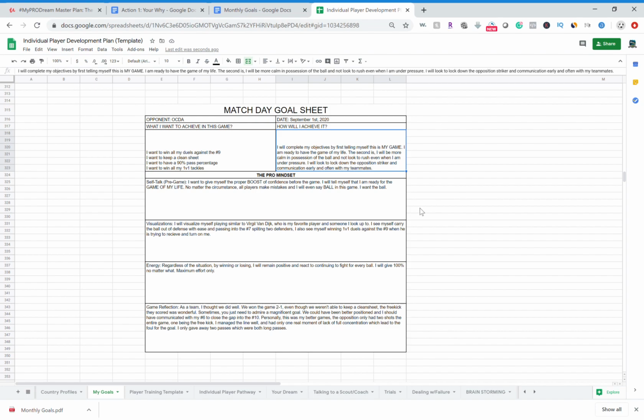Okay, that's your choice. Now we're going to move into the pro mindset stuff. How are you going to talk to yourself pregame, right? You're going to learn about this later, but just to give you some ideas, how you communicate with yourself and prepare yourself mentally is huge for putting in a good performance. So you need to give yourself a proper boost. This is what I write here.